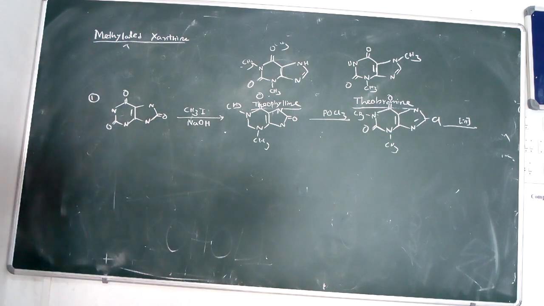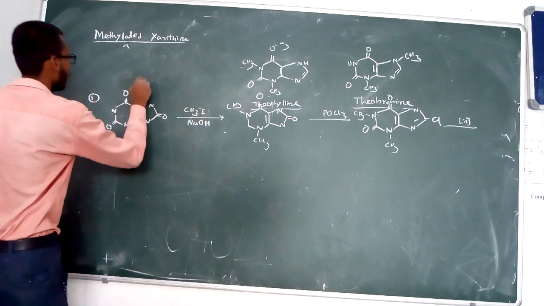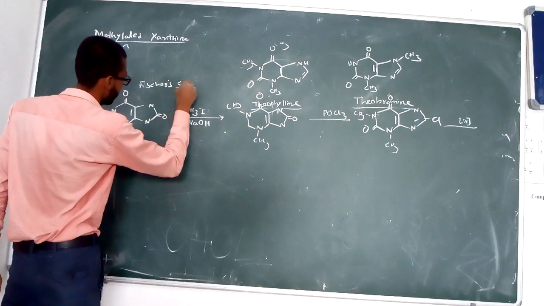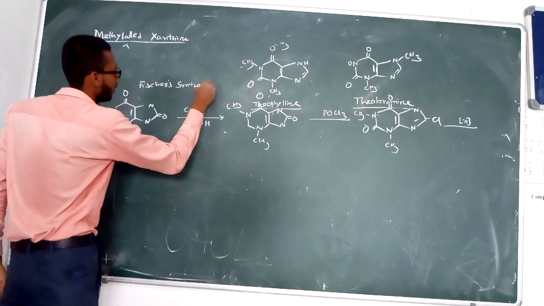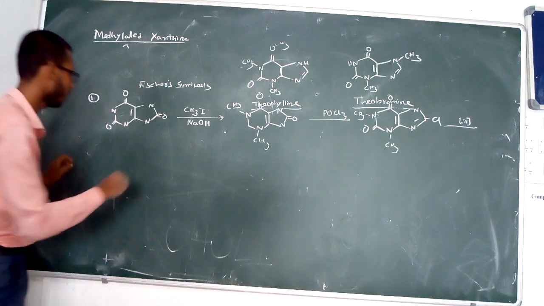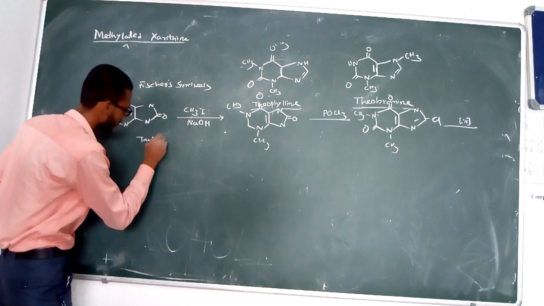So this one is the method used. This synthesis is known as the Fischer synthesis. The other synthesis we already discussed in the synthesis of caffeine. This one is the Traube synthesis.